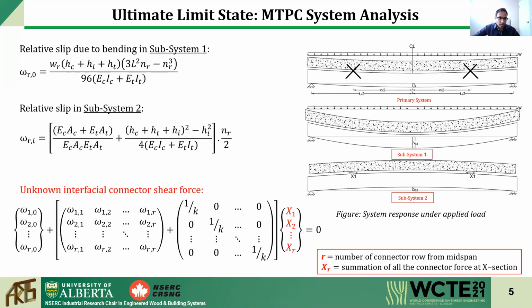Once we apply the load, we need to apply the load into the system until X1 reaches its capacity. Similarly, we will apply load on the remaining connectors, like X2 and X3. Here R is the number of connectors in the connectors row from the midspan.